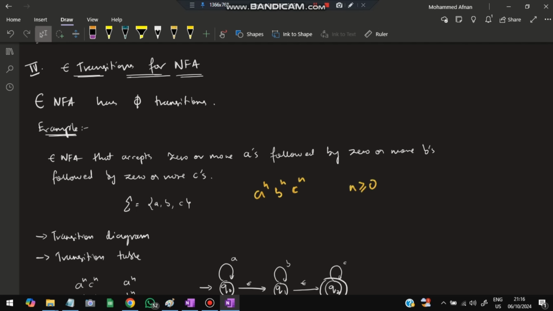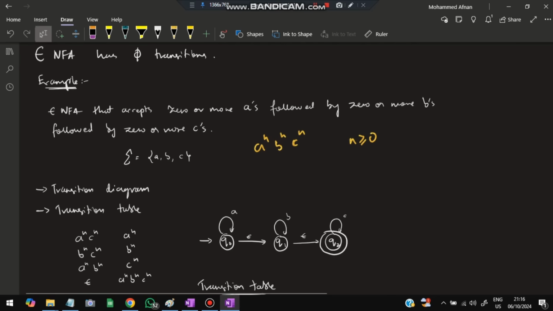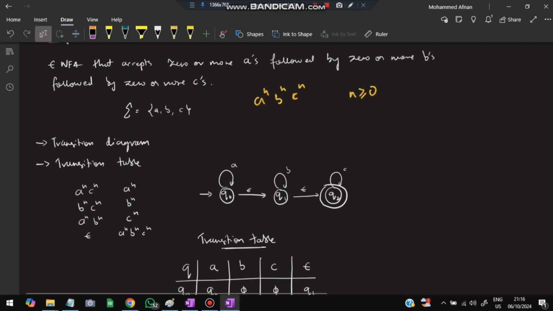Okay, so it will be like this. 0 or more A's, any number of that. Okay. So the valid ones are A power N, C power N with B as zeros, or A as zeros and C as zeros, or just epsilon, just A here, just B, just C, A power N, B power N, C power N and so on. The transition diagram will be as follows here.